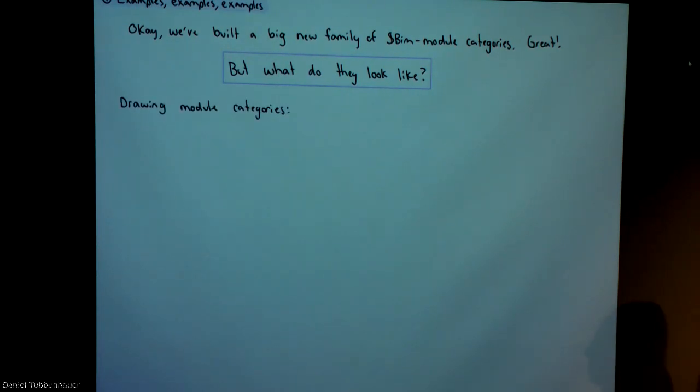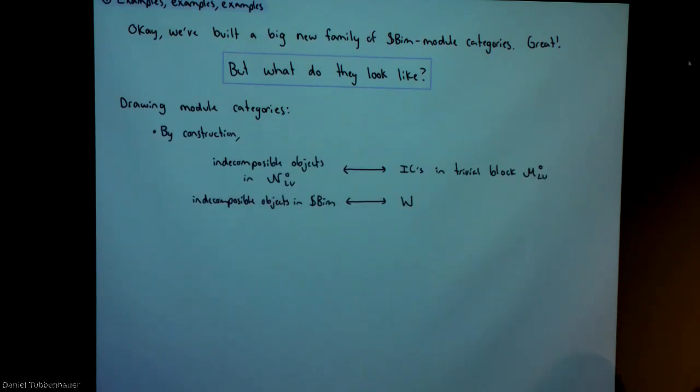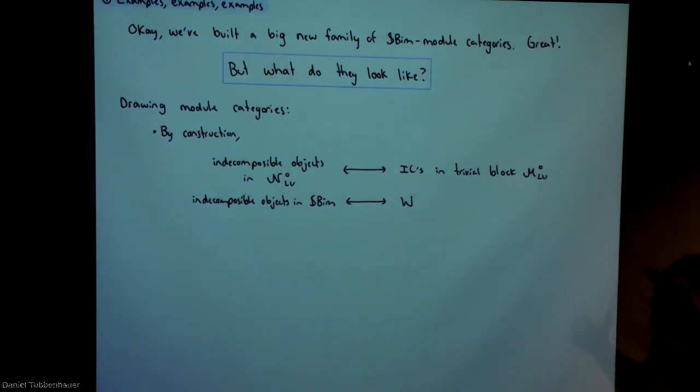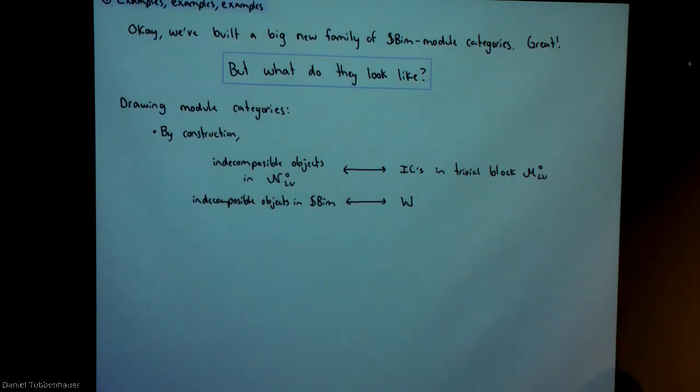So how can we draw them? We want to draw module categories. What do we have so far? By construction, the indecomposable objects in our category should correspond to the IC sheaves in the trivial block of the geometric category. And the indecomposable objects in Soergel bimodules correspond to elements of the Weyl group.